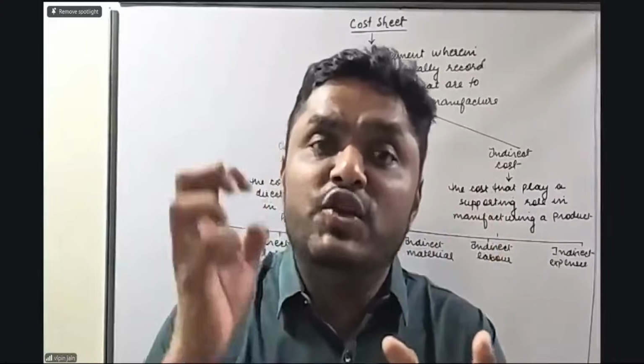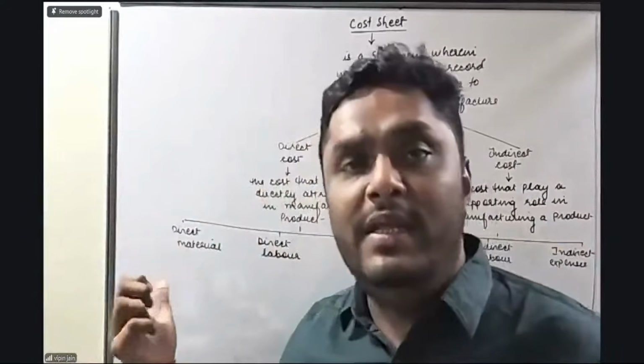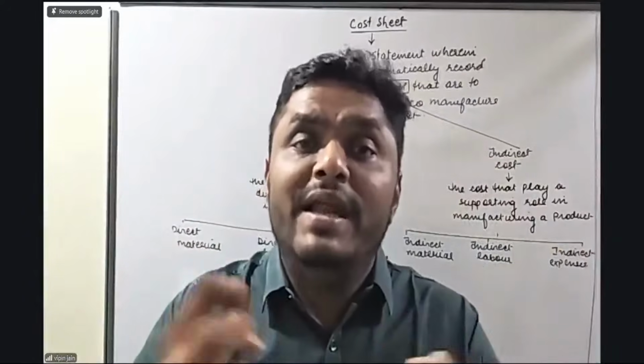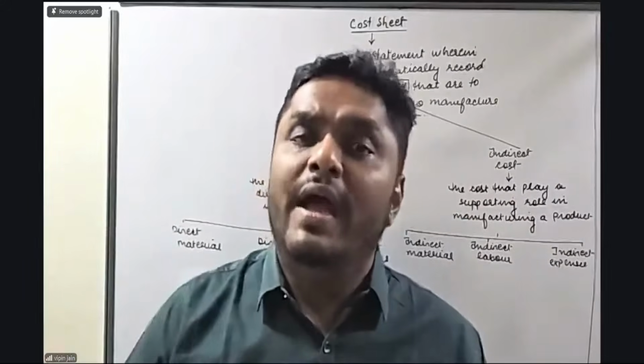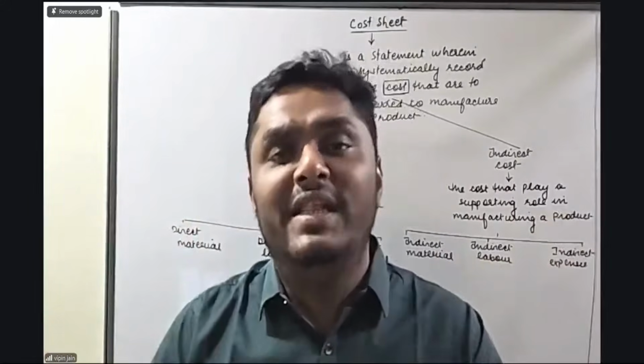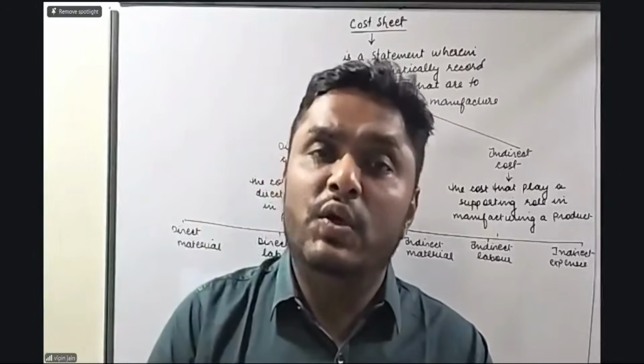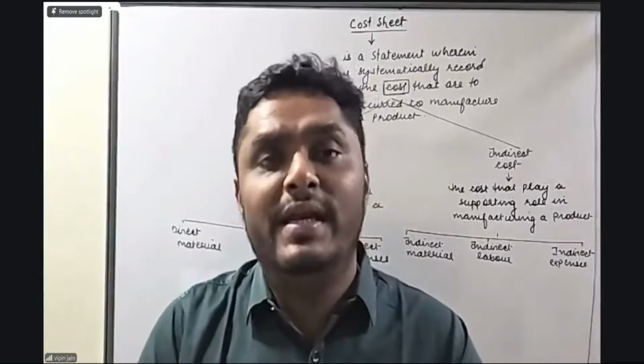So the material that is a direct ingredient in making a product, we call it direct material. Now in making that product there are other materials also required, but they are not anywhere present in the final product, we call it indirect material. I hope this part is clear to all. Anyone having any doubts in direct and indirect material?